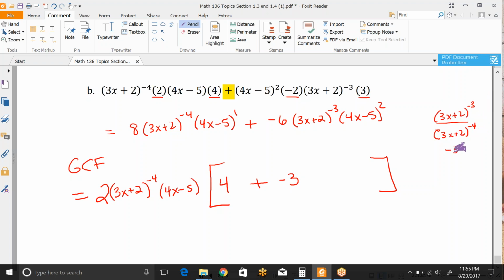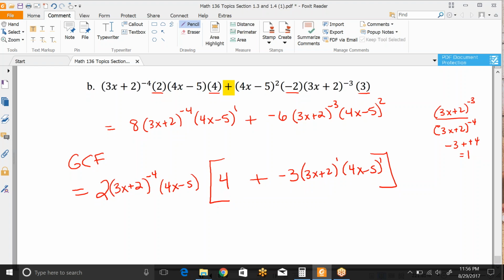So negative 3 minus negative 4 is actually plus plus. This leaves you a positive exponent. That's why we always pull out the smaller one. So this will just be a 3x plus 2 to the first, and this will also be a 4x minus 5 to the first because we pulled out 1. So the final steps usually are to clean up this big bracket part, and then we will need to make sure our exponent is positive at the end. So let's try to finish this.